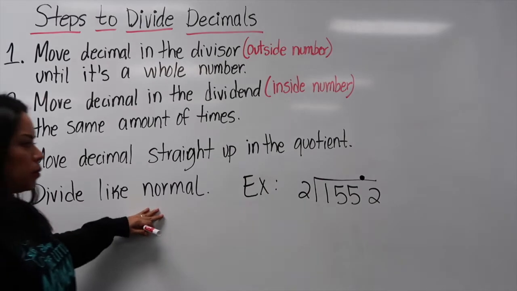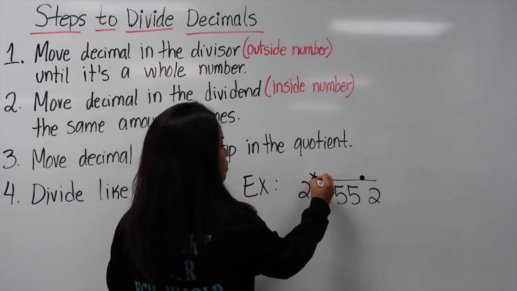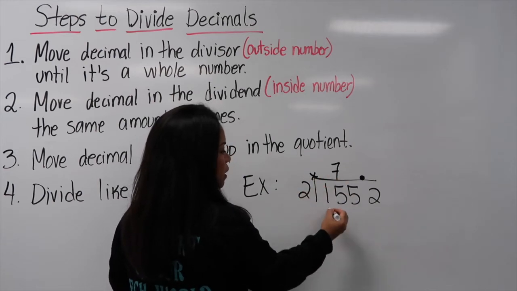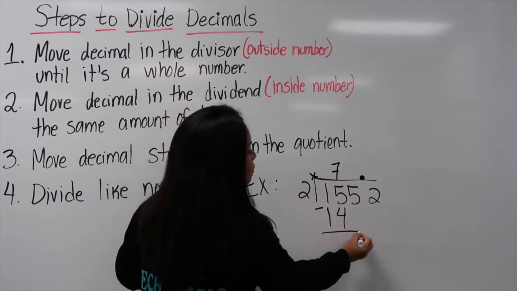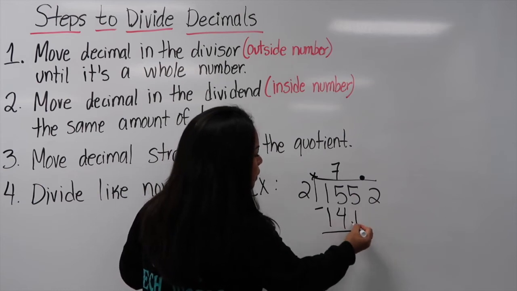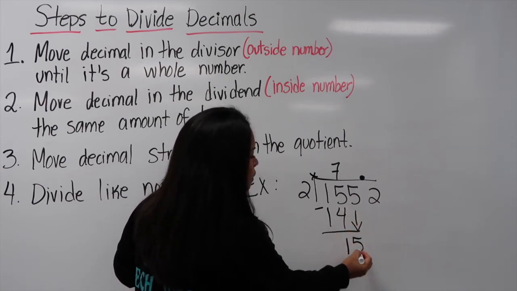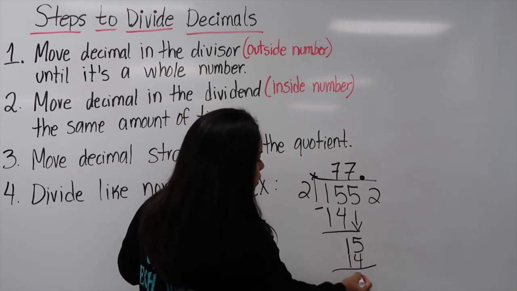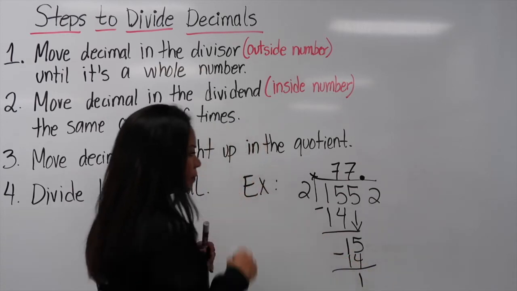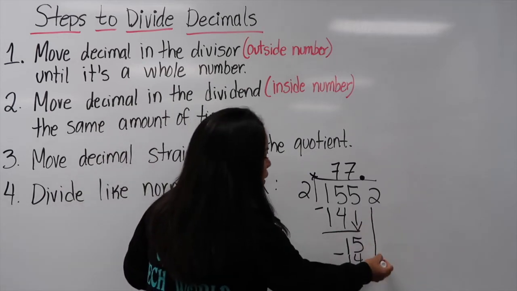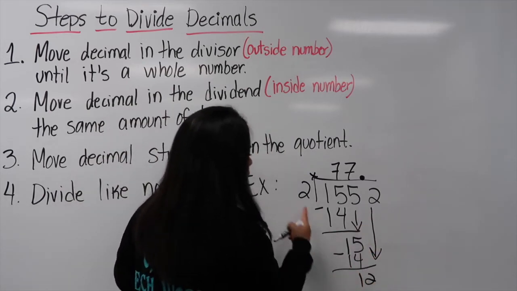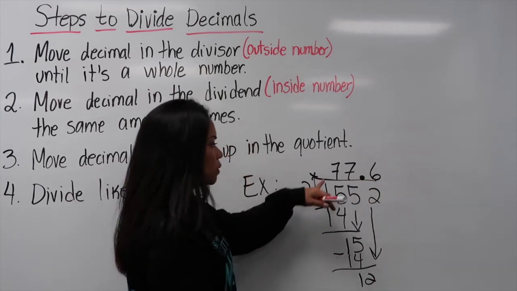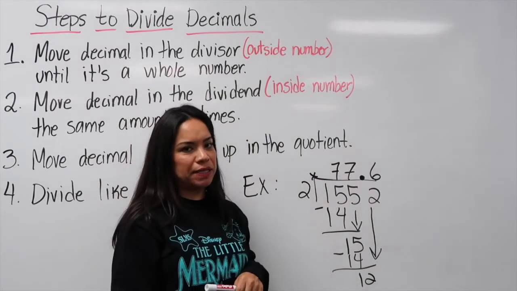We're going to divide normal. So 2 times 7, I'm using 15, so 2 times 7 is 14. Remainder 1. Bring this down. 2 times 7 is 14. Remainder 1. Bring this down. And 6 times 2 is 12. Remainder 0. So our answer is 77.6.